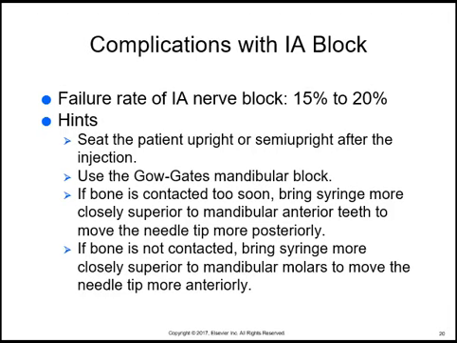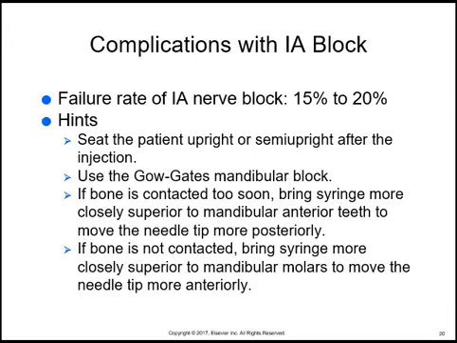Now, if bone is not contacted, then the needle tip is located too far posterior on the ramus, and correction for that is made by withdrawing the needle partially or completely, bringing the syringe more closely superior to the mandibular molars, moving posteriorly across the dental arch by 1/2 a tooth at a time, and then you want to reinsert to the correct depth. It's important to partially or completely remove the needle tip before making any syringe adjustments.